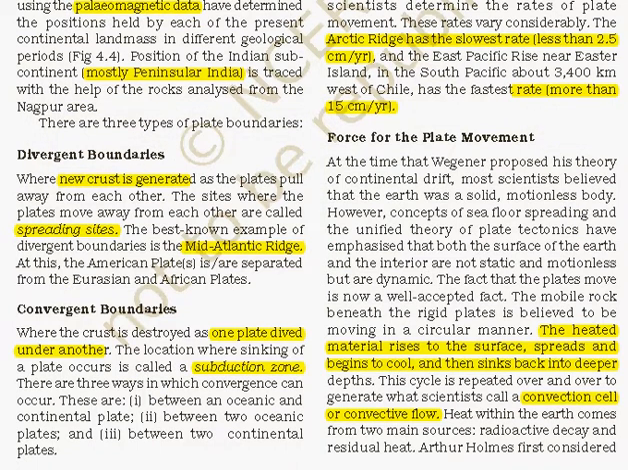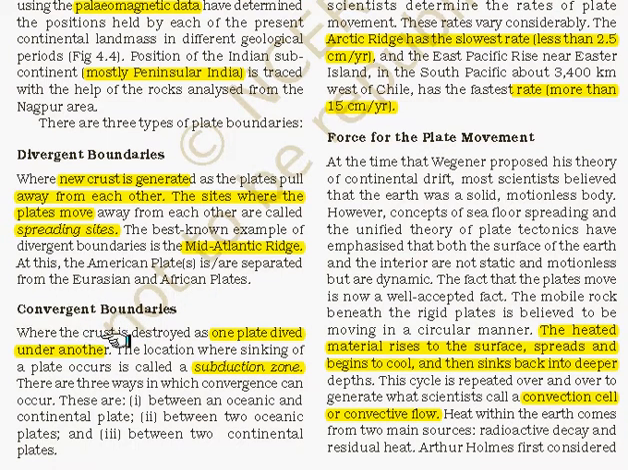A divergent boundary is a type of boundary in which new crust is generated as plates pull away from each other, and the side where the plates move away is known as the spreading side. The best known example is the mid-Atlantic ridge, which is generated due to the moving away of the American plate and the Eurasian and African plates. Then there is the convergent boundary.